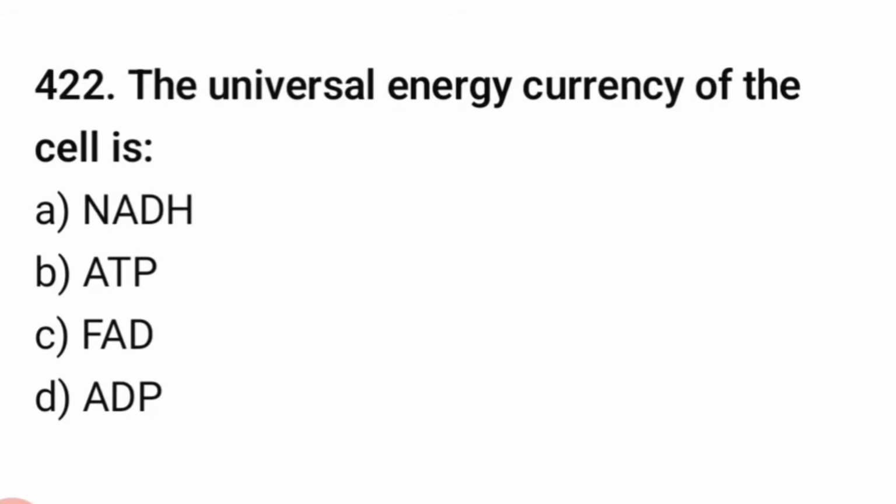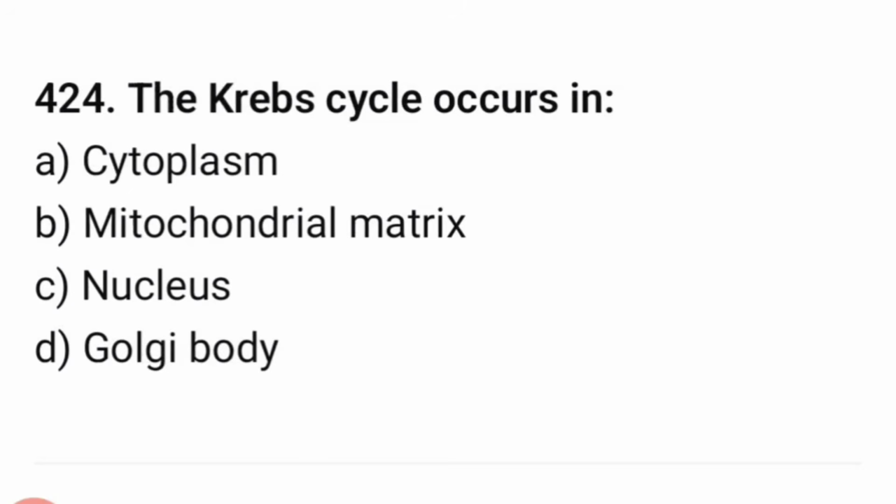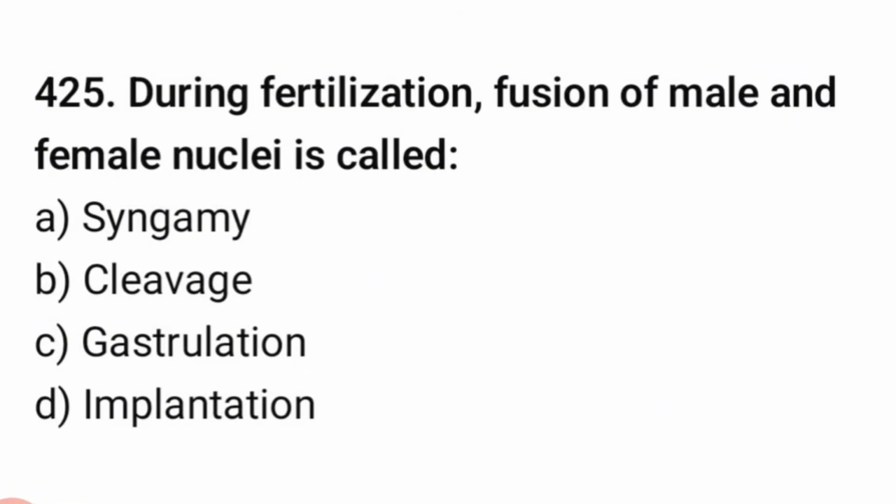Question 422. The universal energy currency of cell. Right answer is option B, ATP. Question 423. Glycolysis occurs in. Right answer is option B, cytoplasm. Question 424. The Krebs cycle occurs in. Right answer is option B, mitochondrial matrix. Question 425. During fertilization, fusion of male and female nuclei is called.